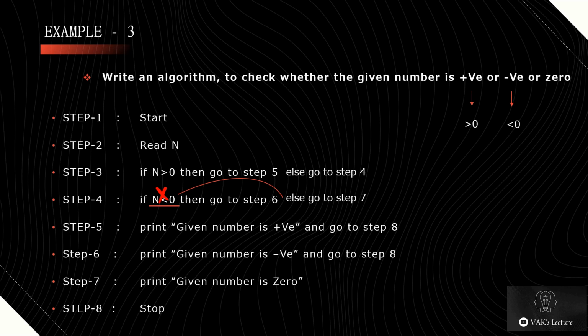So here we can understand that only one of step 5, step 6, or step 7 is executing. That means a portion of the algorithm is executing. Meaning a selected portion of the algorithm is executing, not all. So all these are examples of how to write the algorithm for the given task.